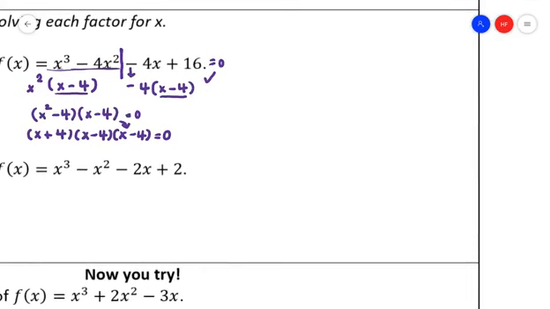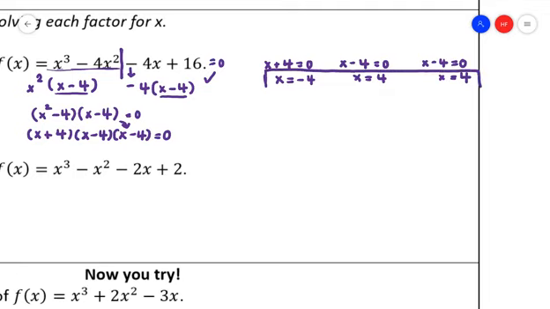When it says to find my zeros, I'm going to take each one and set it equal to 0. So x plus 4 equals 0 means x is negative 4. X minus 4 equals 0 means x is positive 4. And again, x is positive 4. So my zeros of that function are negative 4 and 4 with a multiplicity of 2.